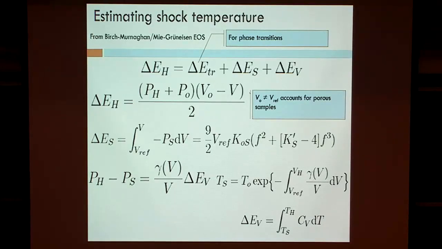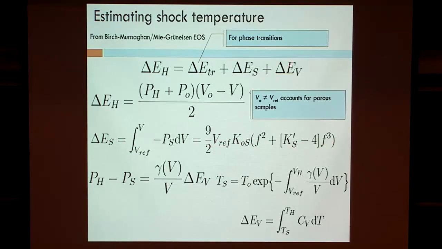Okay? And the way we estimate the shock temperature is we have a thermodynamic loop, okay, which says the energy deposited by the shock, the change in energy due to the Hugoniot, which comes from the third Rankine-Hugoniot equation. Okay? We can break that path down, even though it's an irreversible path, into three reversible steps along the equation of state surface. One is any phase transition that happens along the compression path. Okay? One is the energy of compression along the isentrope, and I believe Lars showed the same equation. If you integrate your isentropic equation of state, if it's a Birch-Murnaghan equation, it looks like that.